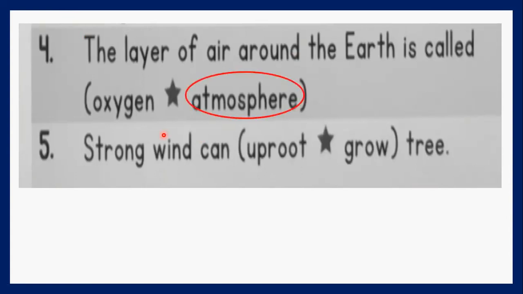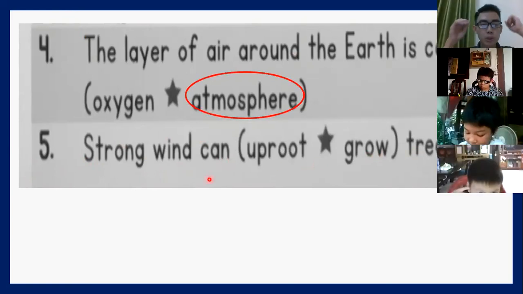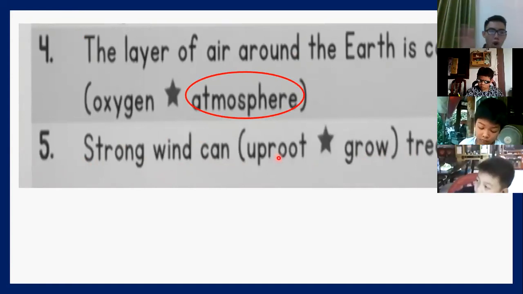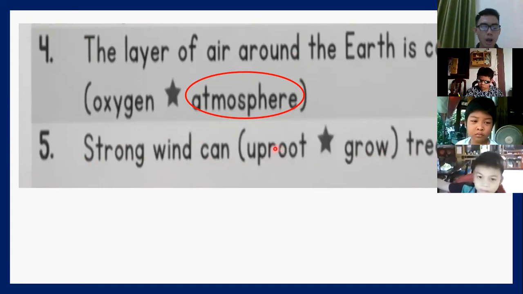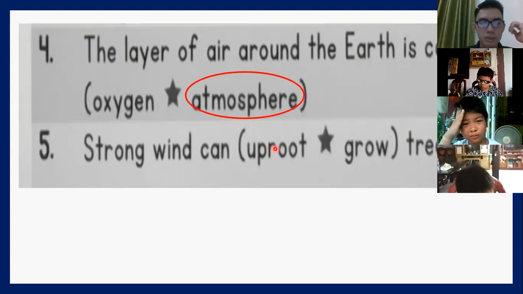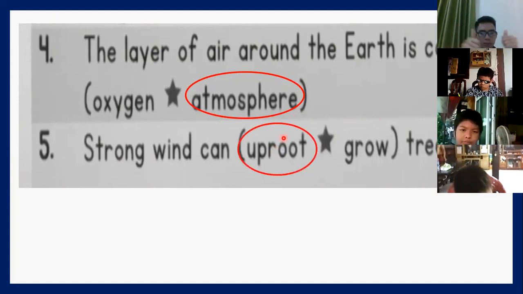Atmosphere. Circle the atmosphere. And number five, the strong wind can uproot or grow trees. For example, the tornado, the hurricane, can uproot or grow the trees. What is your answer? Uproot or grow? Uproot. Five, four, three, two, go. Uproot. Very good.